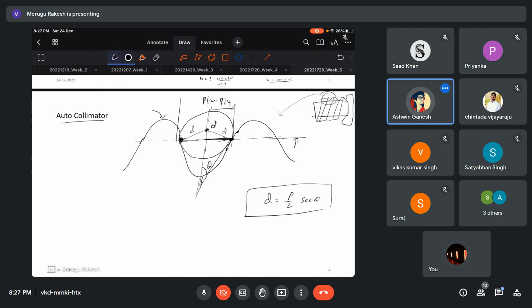P by 2 is half the complete length also. This is P by 2 and this is P by 4. Yes, this is P by 4. So is this correct? This is correct if you can easily get it. So D is the diameter. Sorry, radius.